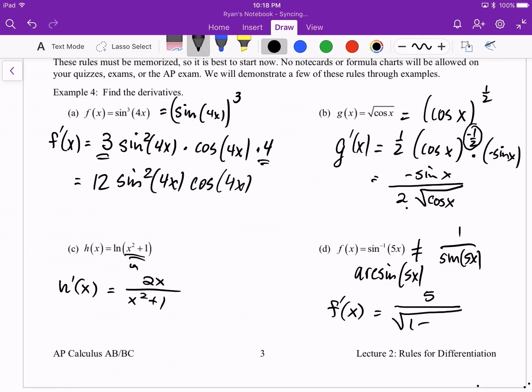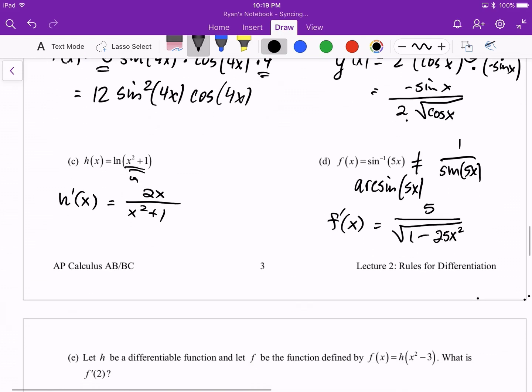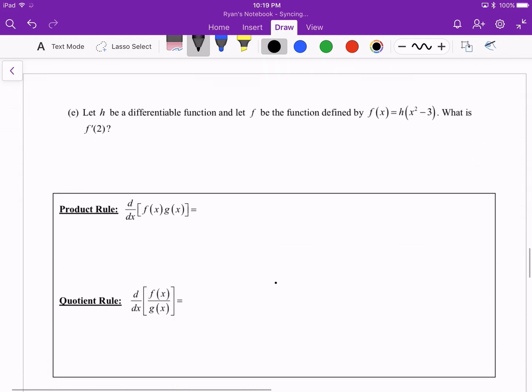Well, if I square 5x, that's going to be 25x squared. Okay, so the common mistake there is that people will only square the x and not the 5 as well, and so you don't want to put 1 minus 5x squared. You want to make sure that you square all of 5x. Okay, so let's move on to Example E.